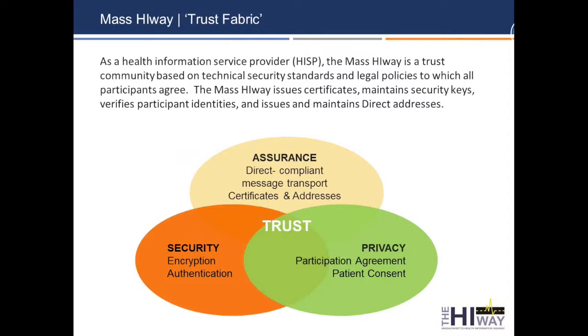So one thing that's unique to the MeHI is our trust fabric. We take a three-pronged approach as a health information service provider: we maintain a trust community comprised of technology, security standards, direct compliant messaging transport, and we're a certificate authority for all of our participants. What that means to you is that we issue certificates, we maintain direct addresses.